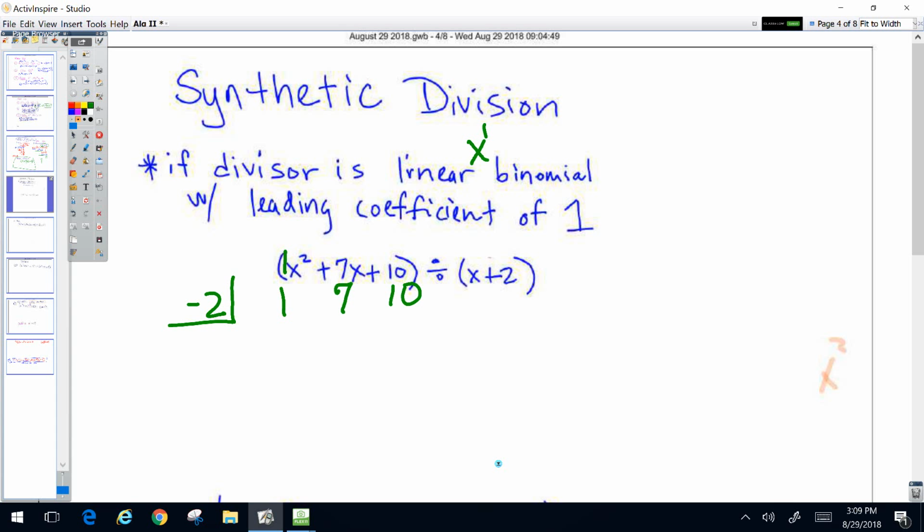All right, now, this process is the same no matter what we're dividing synthetically. Every single time we bring down the first term. Every time you bring down the first one. So in this case, we're bringing down a 1. And then what we'll do is we'll take what's on the table and multiply it times that 1 that we just brought down. -2 times 1 is -2.